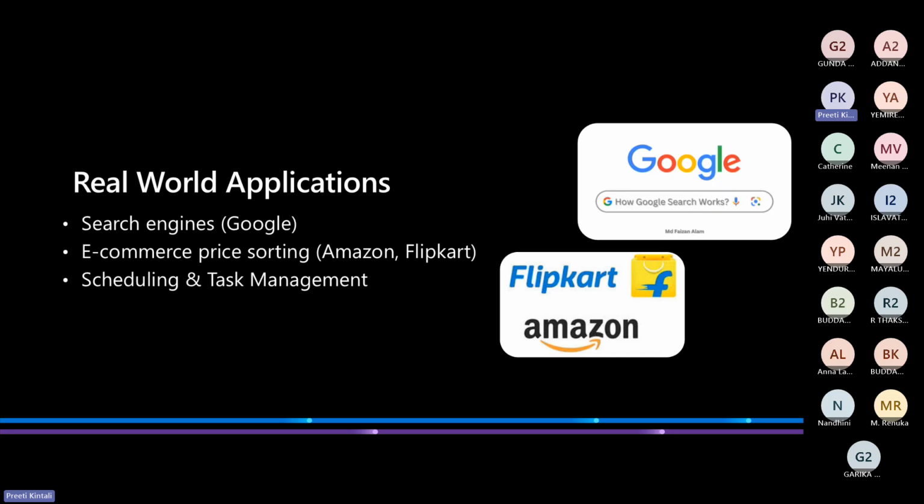Another example is the folders in your computer. They can be sorted in A to Z order or Z to A order, or according to date or name. There are multiple ways we can sort, not only by name but by date of creation or modification, etc. Another real-world application is scheduling and task management, like a to-do list. So these are some real-world applications where sorting is used.